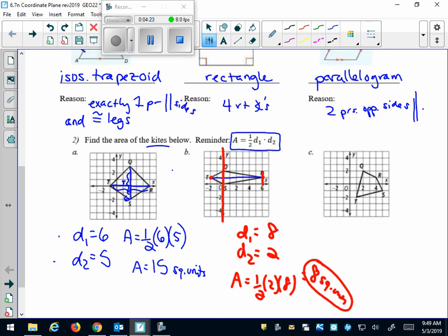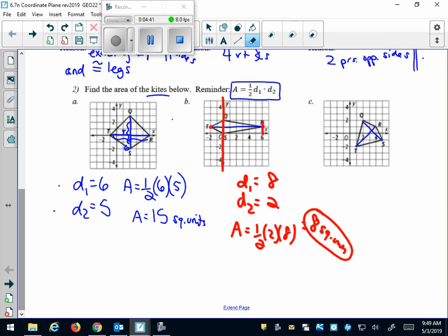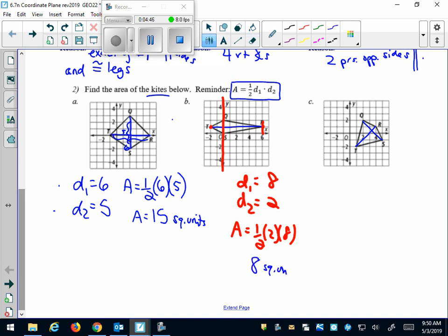All right, let's look at this last one. I need the length of this diagonal and the length of this diagonal. Can we count those out? No. Can't count them. How do we find the distance from one point to another point on the coordinate plane? The distance formula. So we need the distance formula in order to get the area of this kite. So the first thing we should do is really establish what our ordered pairs are.